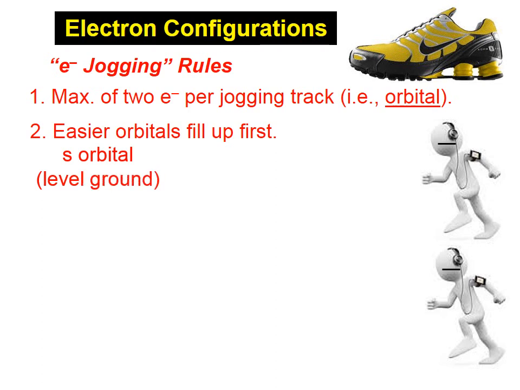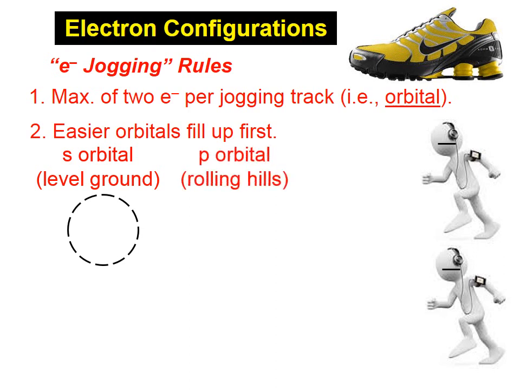There are S tracks, or S orbitals, and we can think of these as being on level ground. And they're circular in shape. Another type of track we're going to call P tracks, or P orbitals, and these are figure 8 shaped, and they're on rolling hills, gently rolling hills.